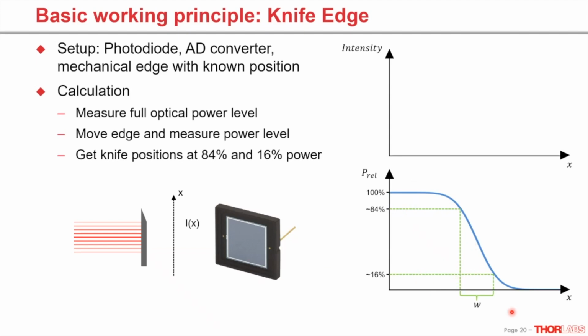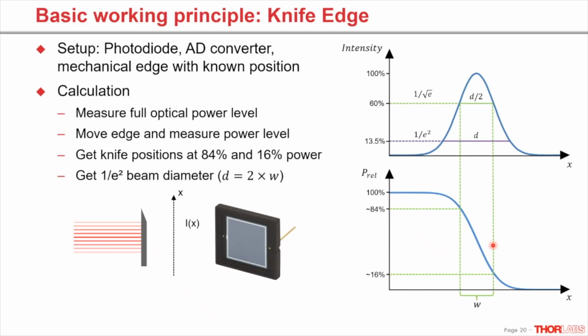If you differentiate the obtained curve, you get a Gaussian intensity distribution. Projecting the beam radius, the half beam diameter, you get the half diameter at 60% of the 1 over square root e of the intensity curve. If you apply double the value, you get the desired 1 over e squared beam diameter at 13.5% intensity.